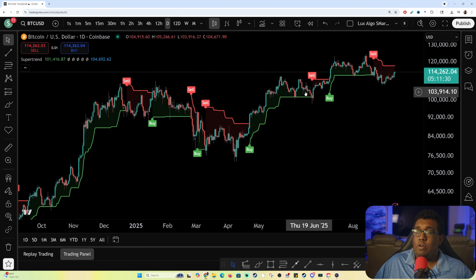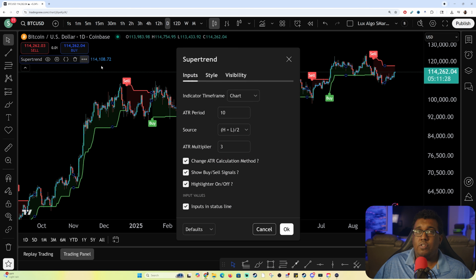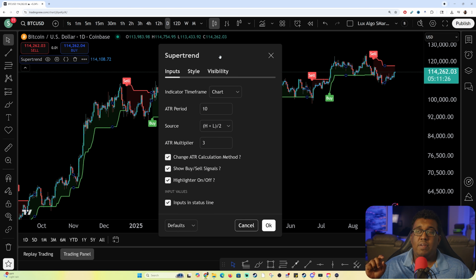So let's start off with the easy ones for those of you guys that like to do long-term investing. Long-term investing means you guys are usually using the daily chart, all right? Swing traders are usually going to be using the 4-hour chart, and the day traders are basically going to be using charts between 15 minutes to 1 hour, okay?